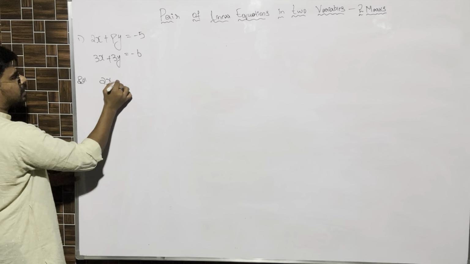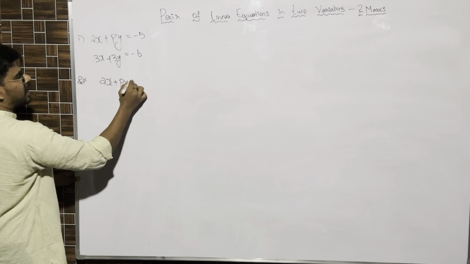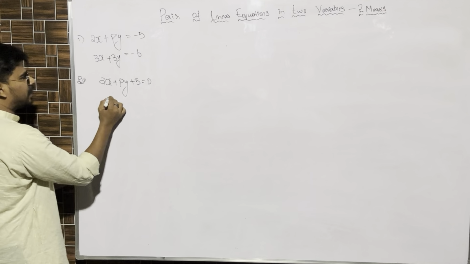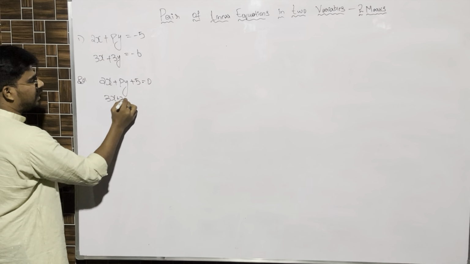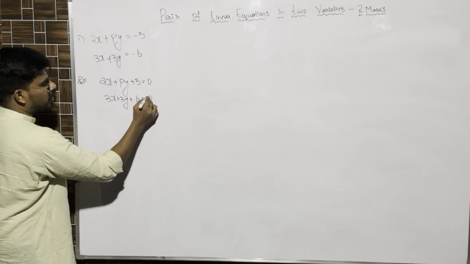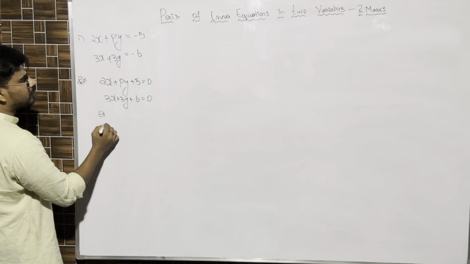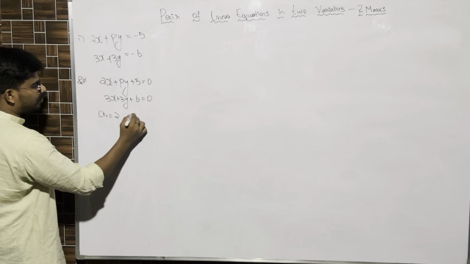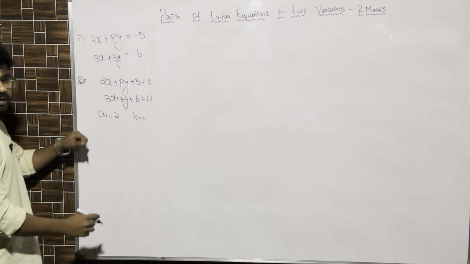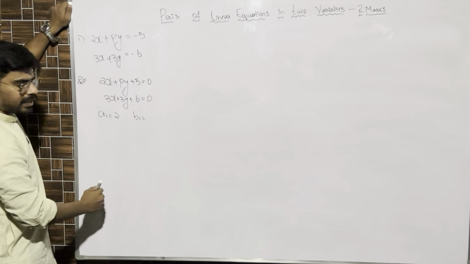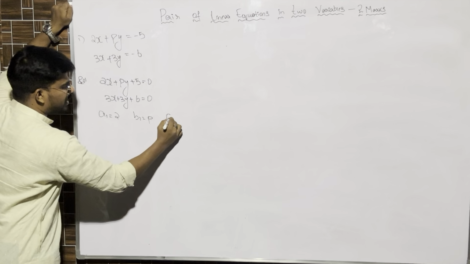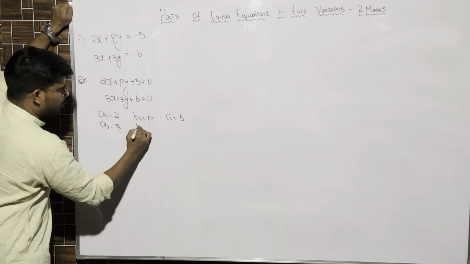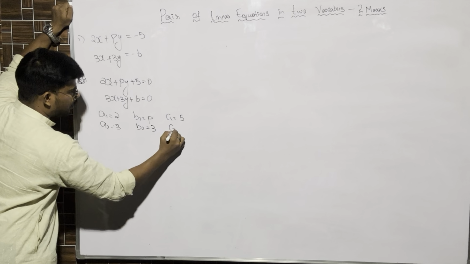It will become 2x plus Py plus 5 is equal to 0. Minus 5 moved over here, it will become plus 5. The same way, 3x plus 3y plus 6 is equal to 0. From here, A1 is equal to 2. B1 is P; apart from y, whatsoever is there, that is P. C1 is 5. A2 is 3, B2 is 3, C2 is 6.